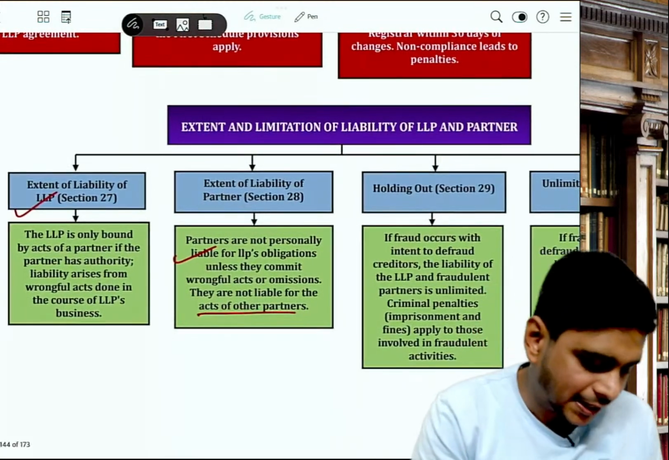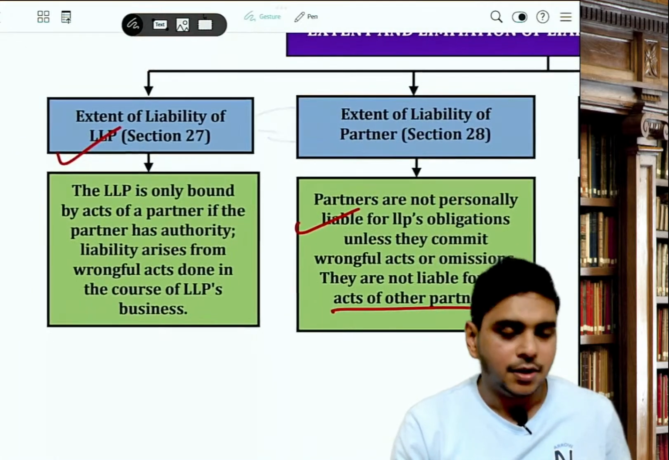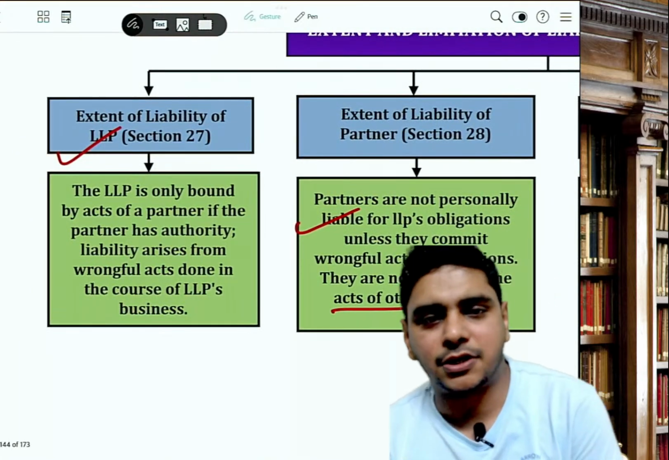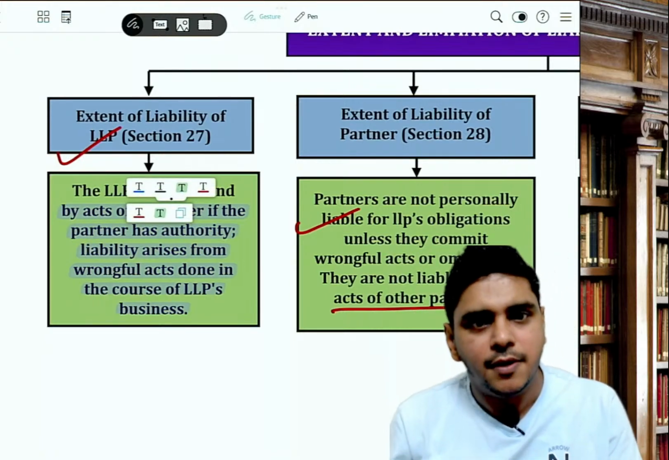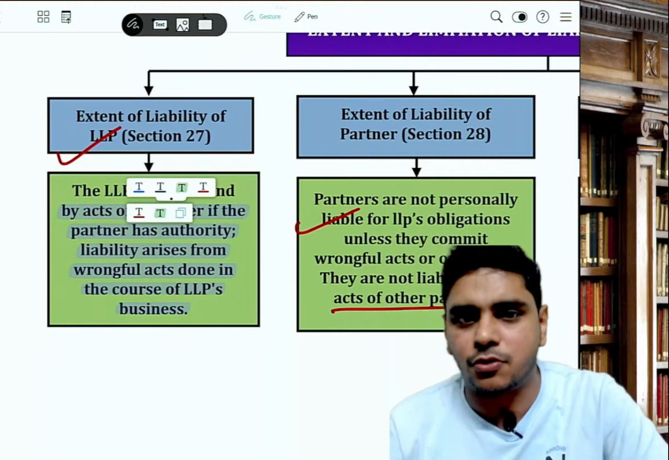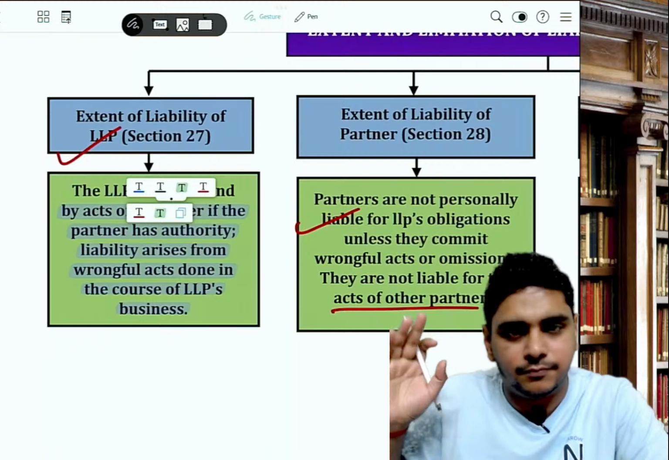Then, sir, extent and limitation of the liability of LLP and its partner. It's very simple. Sir, LLP is only bound by the acts of the partner if the partners acted within their authority. Liability arises from the wrongful acts done in the course of LLP's business. If a partner has done anything wrong, LLP, you are liable.